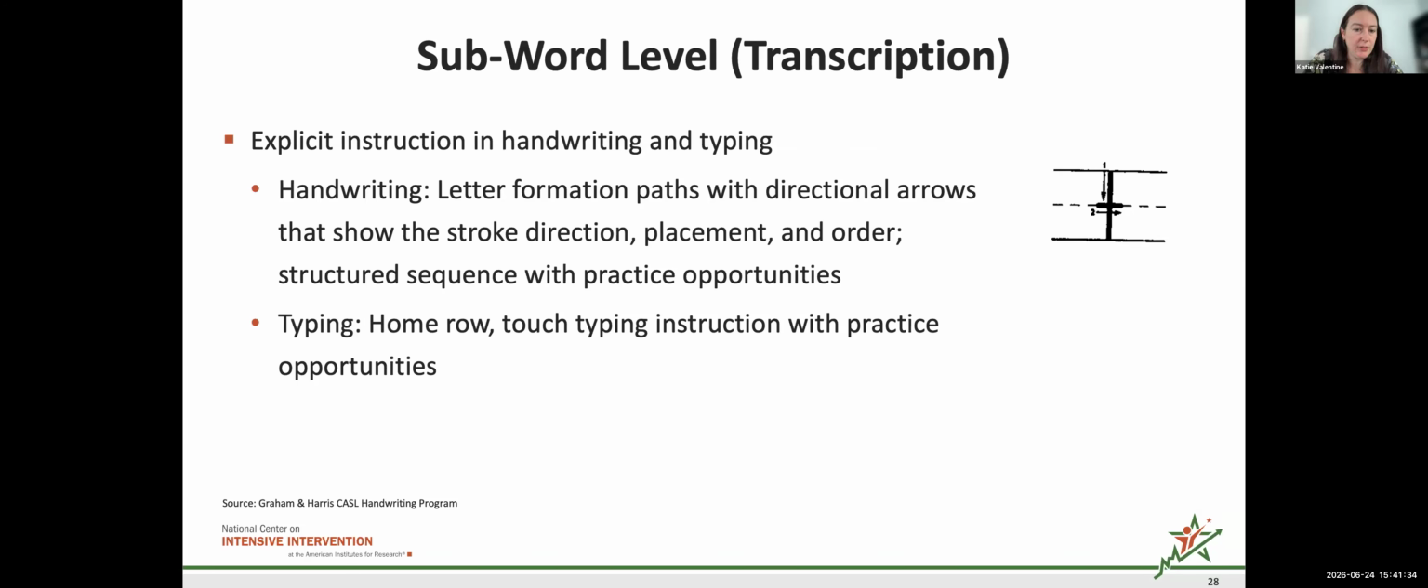And then for the handwriting program, this little example here is from Steve Graham and Karen Harris's Castle handwriting program, which is available, includes this very structured sequence of what letters you learn in a certain order with lots of practice opportunities of individual letters and writing letters within words as well.